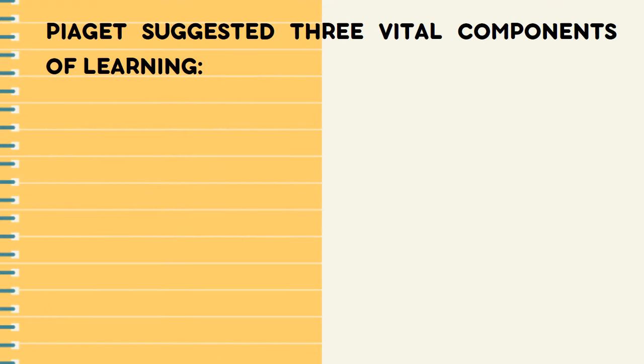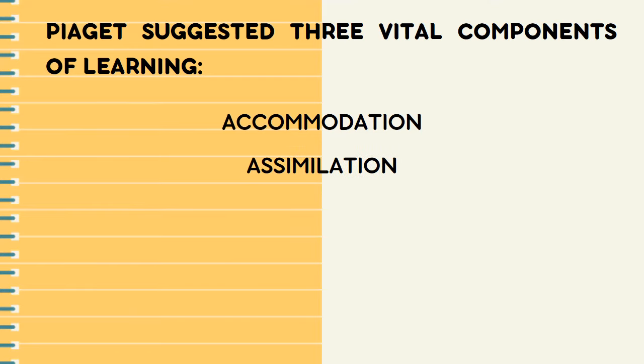Piaget suggested three vital components of learning, and those are: first, we have accommodation. It is about taking new information into account by modifying what we already know. Next, we have assimilation, the arrangement of new knowledge inside our heads beside what we know. And third, equilibration, balancing what we already know with the new information that we are trying to acquire.